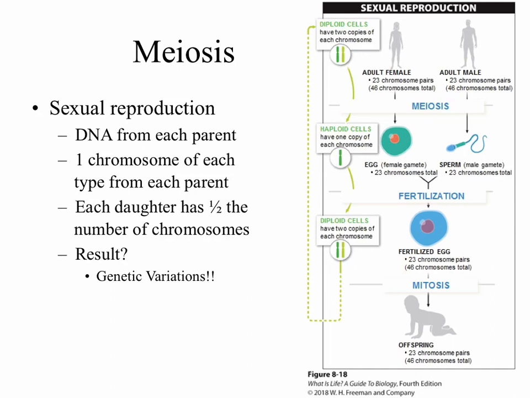In organisms that use sexual reproduction, DNA comes from each parent. So this means that parents will each contribute one chromosome of each type to their offspring. For this to work, the daughter cells of meiosis must have half the amount of DNA as a parent cell.